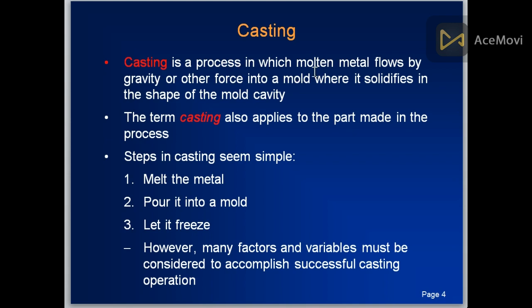Basically, casting is a process in which molten metal flows by gravity or any other force into a mold, where it solidifies in the shape of the mold. The term casting also applies to the part made in the process. The steps in casting seem simple. First step is to melt the metal. Second step, pour it into a mold. Definitely you need some shape, some desirable shape. You make the mold for your desirable shape, then pour the molten metal into the mold and let it freeze. However, there are many factors and variables that must be considered to accomplish a successful casting operation.